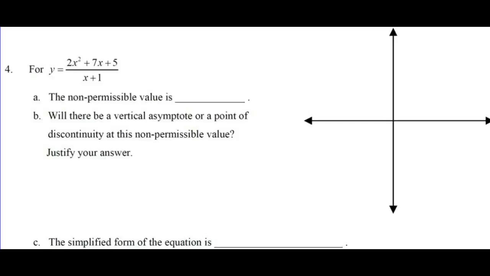Okay, for this, the non-permissible value is... So remember, non-permissible value is stated as a positive. X equals. What does X equal? -1. What's the answer going to be? Well, the only way we can find out is to factor the numerator.